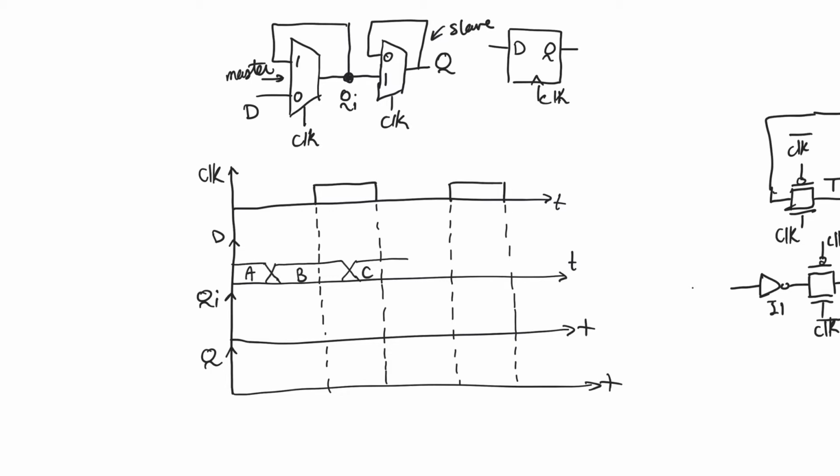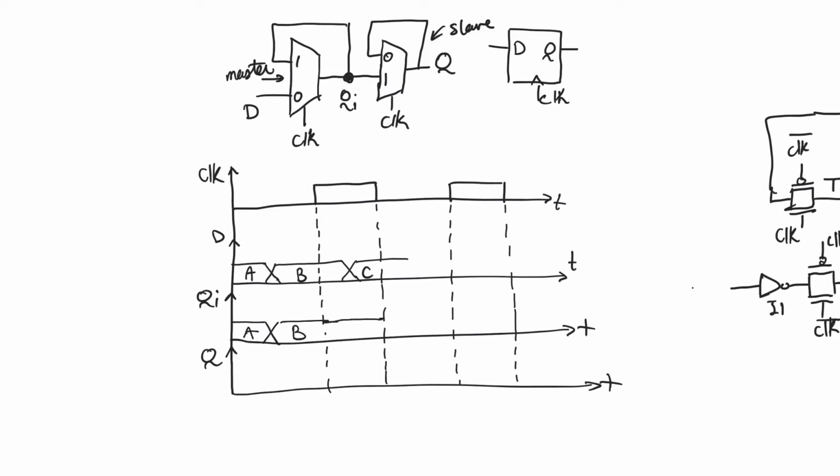We have an internal node called QI. QI is not visible from the outside. It is an internal node to the register. All we can see is Q and D. When the clock is 0, the master latch is transparent, and therefore D is copied to QI. Therefore, during the 0 phase of the clock, we see A change into B on QI. But during the 1 phase of the clock, QI is opaque to D, and therefore the change into C is not observed on QI.